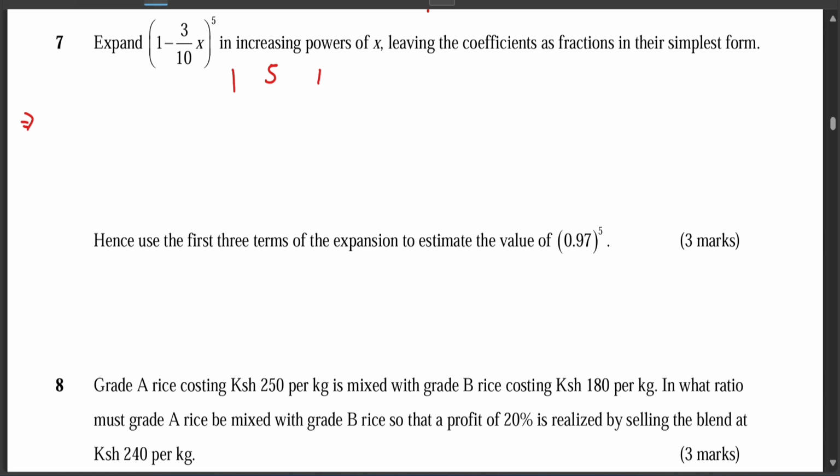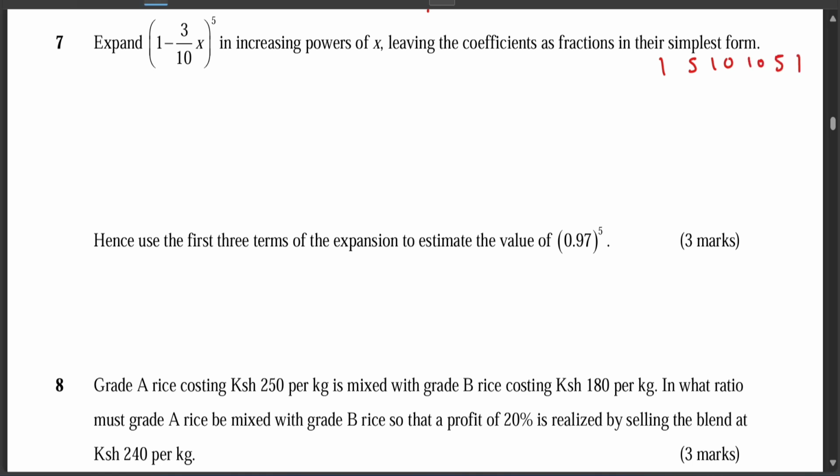I'm taking more space, so let me just write it somewhere here. So 1, 5, 10, 10, 5, 1. The space is still small, so let me just write it here. 1, 5, 10, 10, 5, 1.